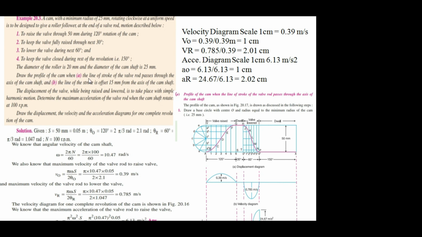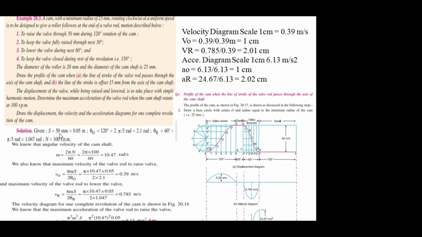Draw the profile of the cam when the line of stroke of the valve rod passes through the axis of camshaft, and second, the line of stroke is offset 15 mm from the axis of camshaft. The displacement of the valve while being raised and lowered is to take place with simple harmonic motion. Determine the maximum acceleration of the valve rod when the camshaft rotates at 100 rpm. Draw the displacement, velocity and acceleration diagram for one complete revolution of the cam.